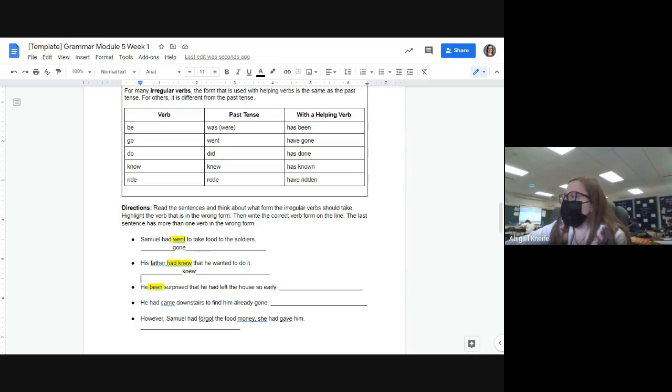So instead of he Ben, okay, so here's Ben. So is it going to be he were or he was, or is it going to be he be? Okay. So is it gonna be he be, he was, or he were? Those are our options from our chart. What is it gonna be, Landon?